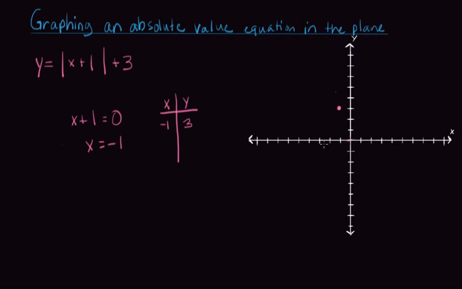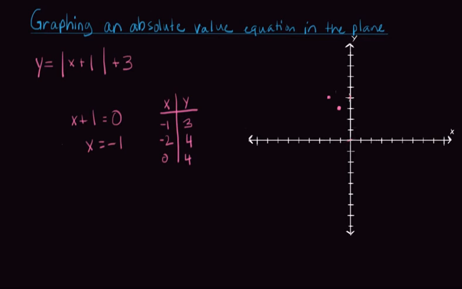This is the vertex. So we know it's going to make a V shape, and we know that the vertex is going to be here. So let's go ahead and do points around this point to figure out what it's going to look like. So let's do negative 2 and let's do 0. So when we put in negative 2, we get negative 2 plus 1. That's negative 1. That becomes positive 1. So that's positive 1 plus 3 is 4. So negative 2, 4. Okay, let's try 0. So if we put in 0 plus 1 is 1. That stays 1. Plus 3 is 4.